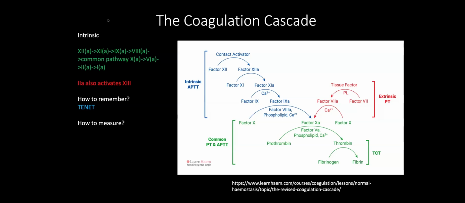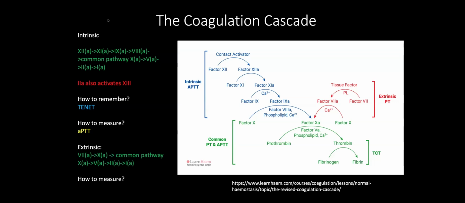Very good. Yeah, so how we're measuring is the APTT. We'll go into the application of that, but very important to know that. And now the extrinsic pathway, as you can see over there in the red portion of our diagram, factor 7 being activated by exposure to tissue factor, and then with calcium working together to activate 10 to 10A. So how do we measure the extrinsic cascade, Mike?